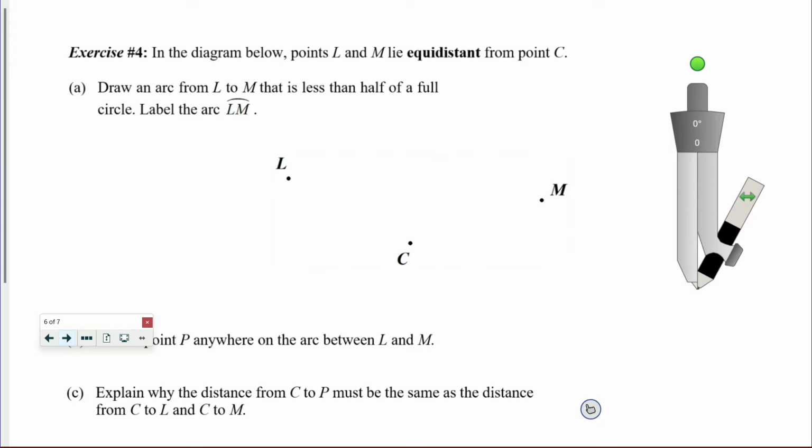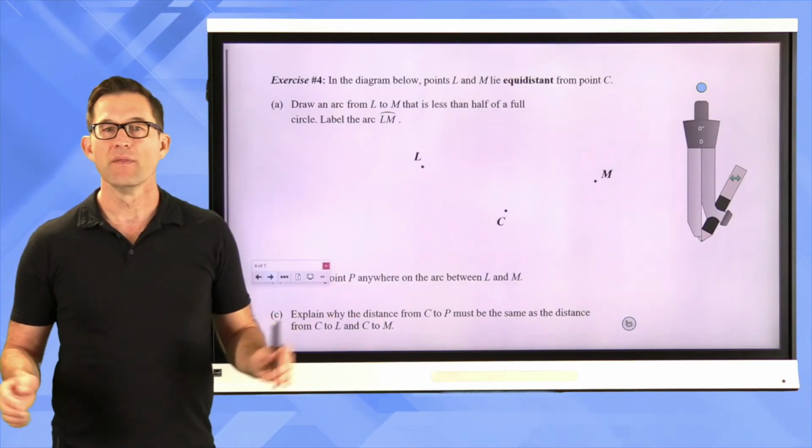In the diagram below, points L and M are equidistant from point C, meaning that if we measured CL and CM, they would be the same length. Letter A, draw an arc from L to M that is less than half a full circle. Label the arc LM. All right, this is simple enough.